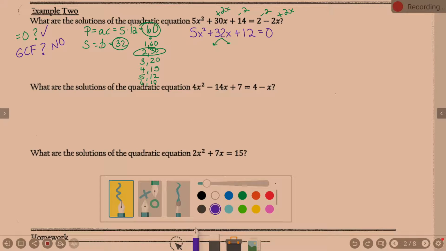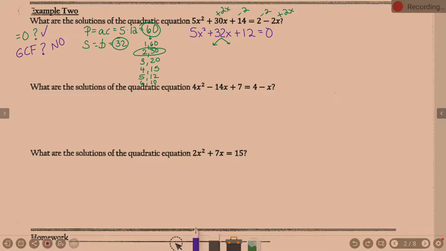Now, you can put these in either order. We can say 2x plus 30x, or 30x plus 2x. I'm guessing you guys are going to prefer 30x plus 2x. And that's a positive 30x, right? They're both positives. The 5x squared just carries down and stays out front. The plus 12 just carries down and stays out back. And don't forget to carry down your equal 0.